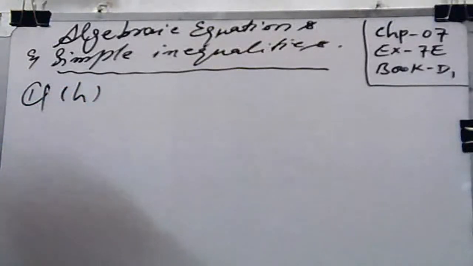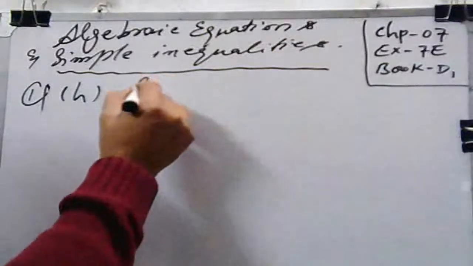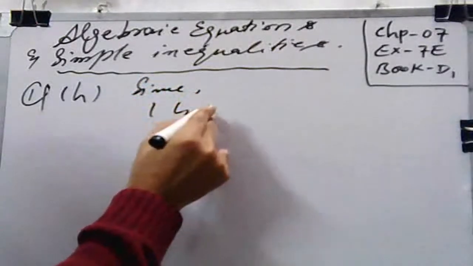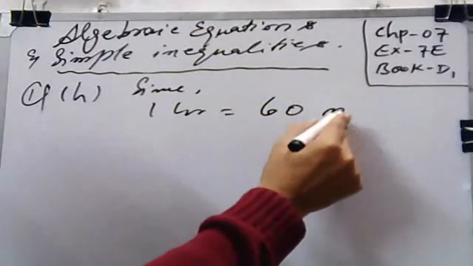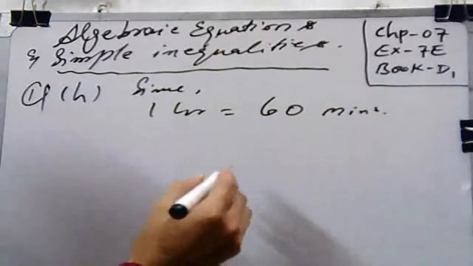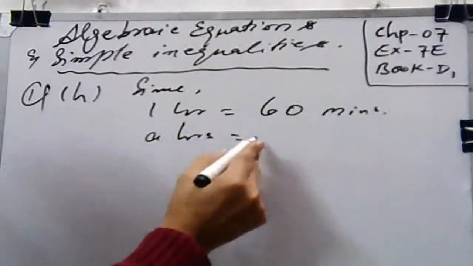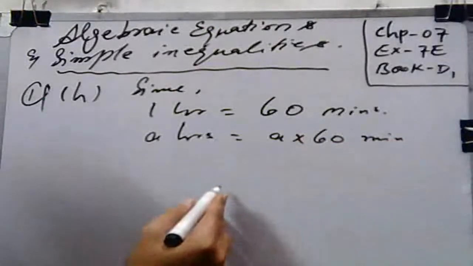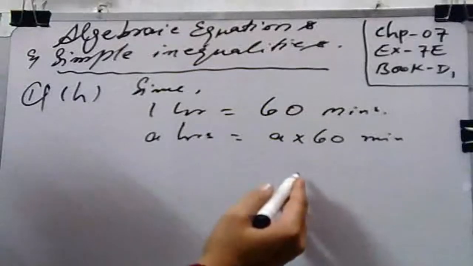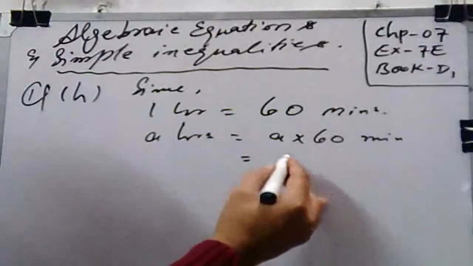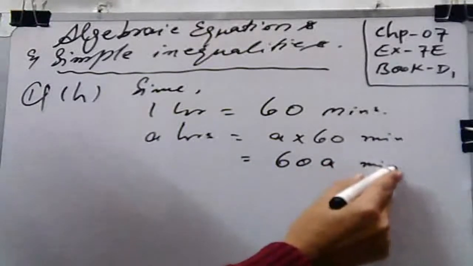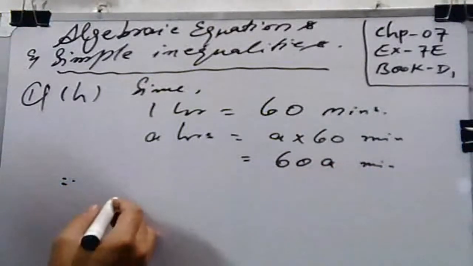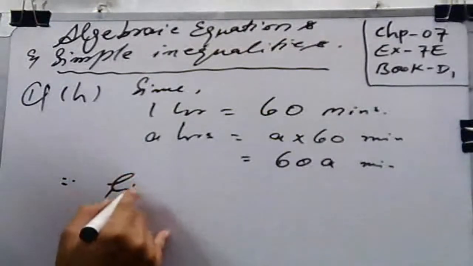So coming to the next part, that is your H part. Read the statement. The time t in minutes for a train journey of a hours b minutes. Since 1 hour is equal to 60 minutes, a hours is equal to a into 60 minutes.